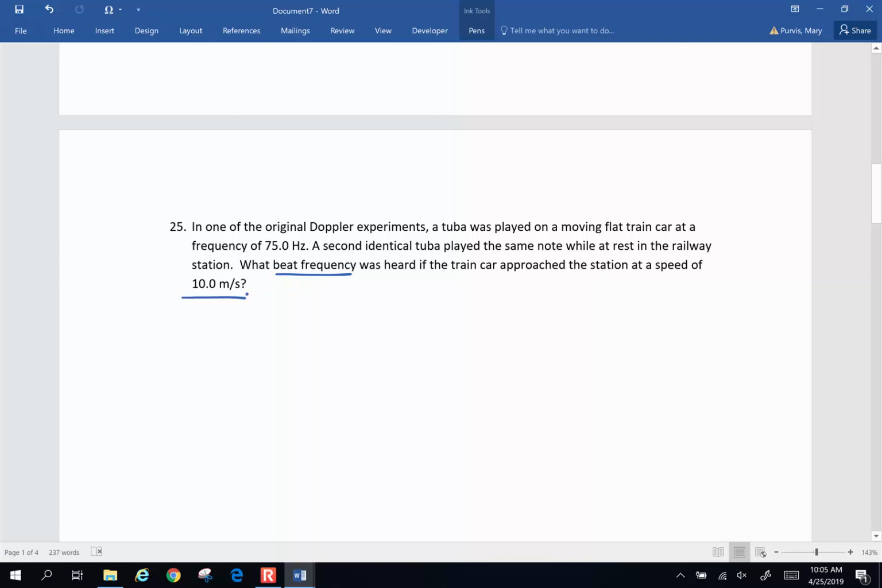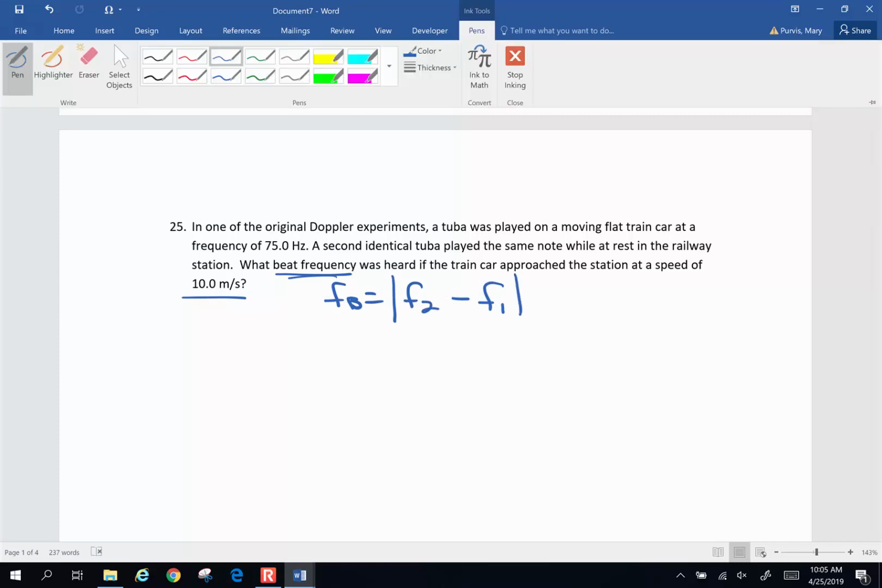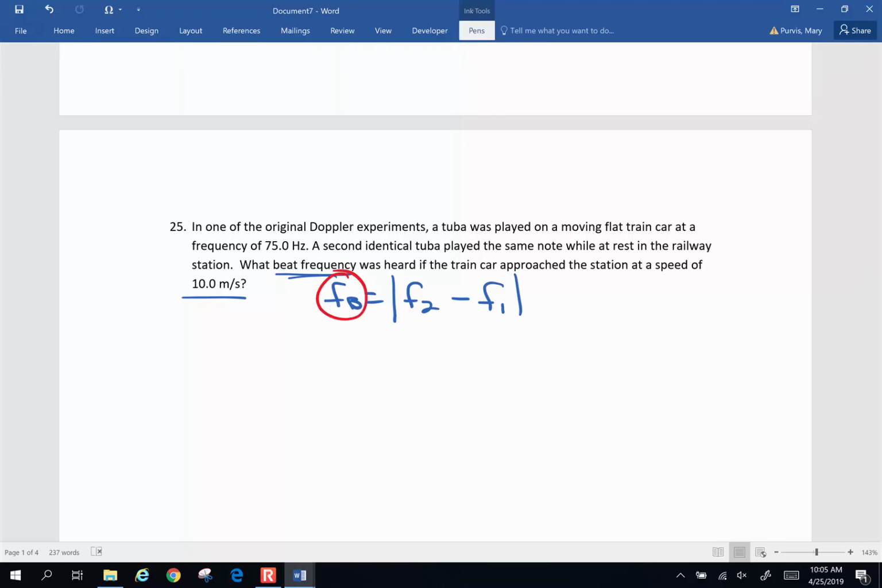And this is one of the ways that Doppler could detect very slight changes in frequency, is he actually looked at beat frequency. So what we have to know is, for a beat frequency, we have to know the absolute value of the two frequencies. And this is what we ultimately want to find out, that beat frequency. Well, we know one of these frequencies is going to be the at-rest frequency, 75 hertz. And before we can find the beat frequency, we have to find the other frequency that is produced by the moving tuba on the train. So let's go back and find that out.